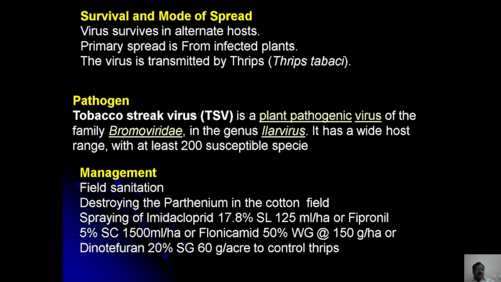For managing the disease, field sanitation is helpful in reducing the inoculum density. Destroy Parthenium in the cotton field, which serves as a harbor for the insect vector. Spraying of imidacloprid 17.8% SL at the rate of 125 ml per hectare, or fipronil 5% SC at the rate of 1500 ml per hectare, or flonicamide 50% WG at the rate of 150 gram per hectare is used to control the insect vector.